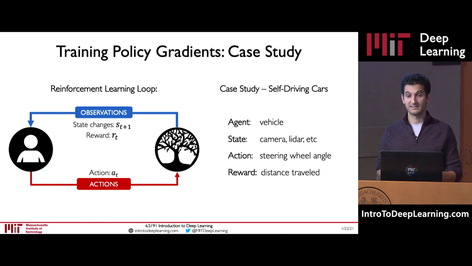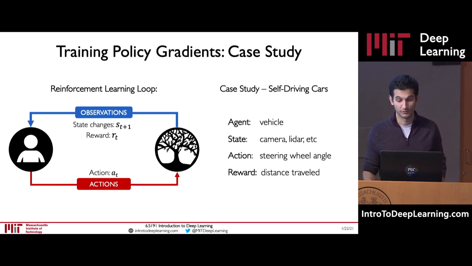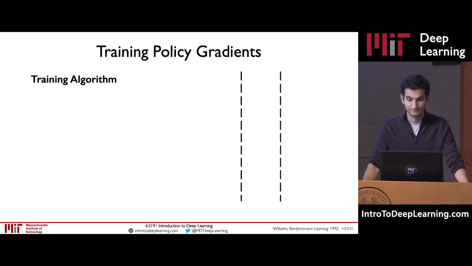So it can decide the angle that the steering wheel should be turned to in order to achieve some reward, which is maximizing the distance traveled before it has to crash, for example. So now let's look at how we can train a policy gradient network in the context of self-driving cars as a complete example and walk through this step by step.